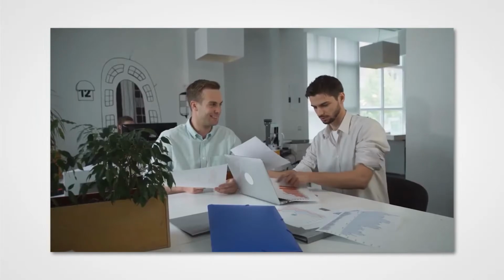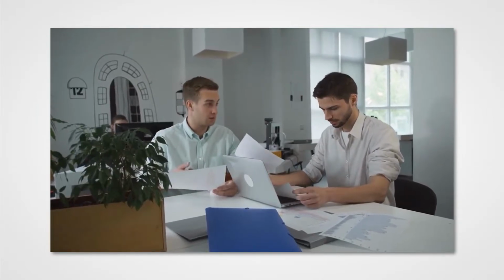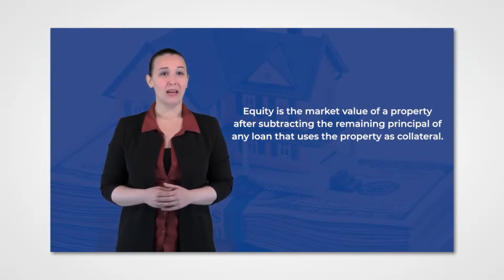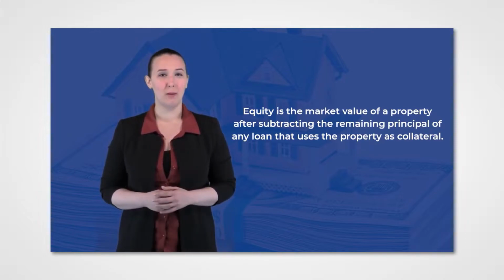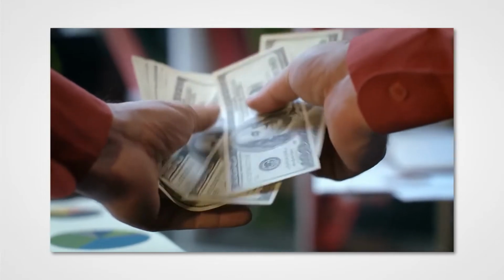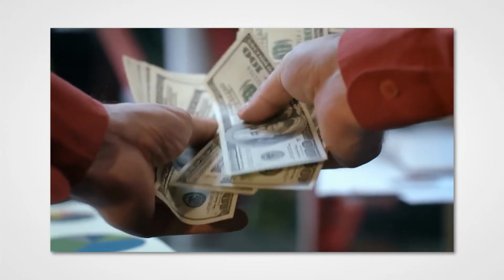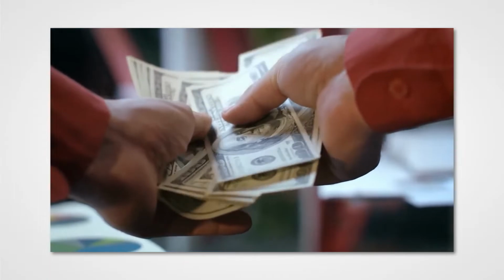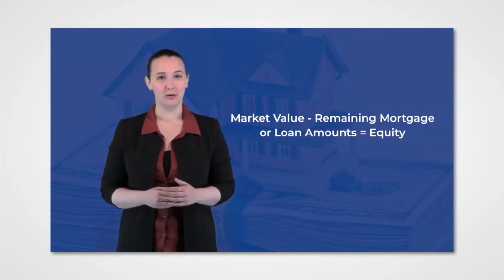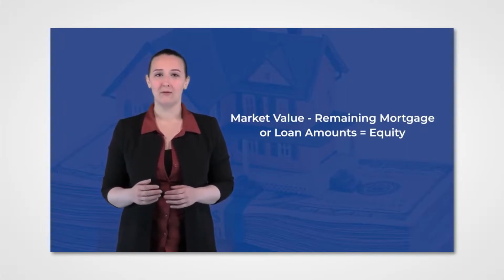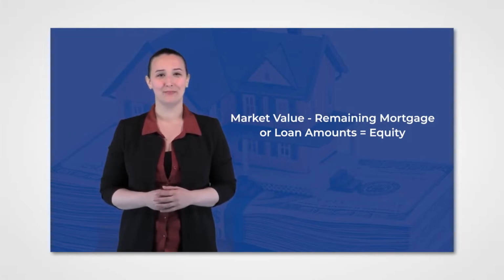Another factor a lender may look at might be that of equity. Equity is the market value of a property after subtracting the remaining principal of any loan that uses the property as collateral. Equity is often used as a measure of a borrower's financial stability since it shows how much debt they are already shouldering. The equity in a property is found by taking the market value and subtracting the remaining value or loan amounts to give you the equity.